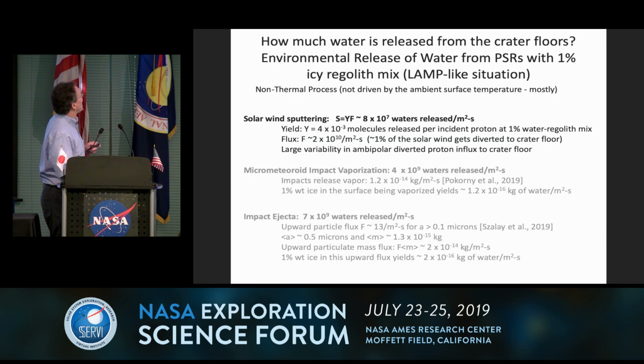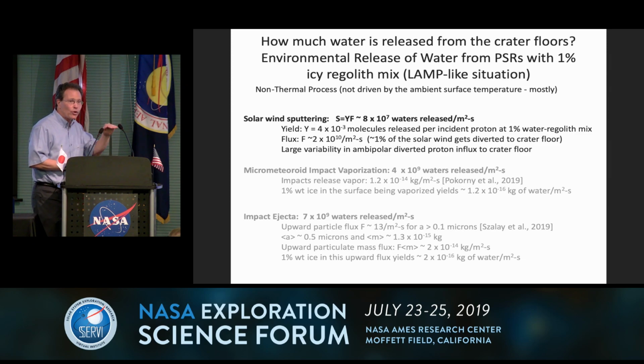Okay, so let's take a look at how much water actually gets released by these processes in polar crater floors. Let's take sputtering. The sputtering rate is equal to the yield times the solar wind influx into the polar craters. I have a number here, about 8 times 10 to the 7th waters released per meter squared per second, using yield formulas from Bob Johnson's book. What's interesting here is the solar wind flux. Only about 1% of the solar wind flux gets diverted into the crater.